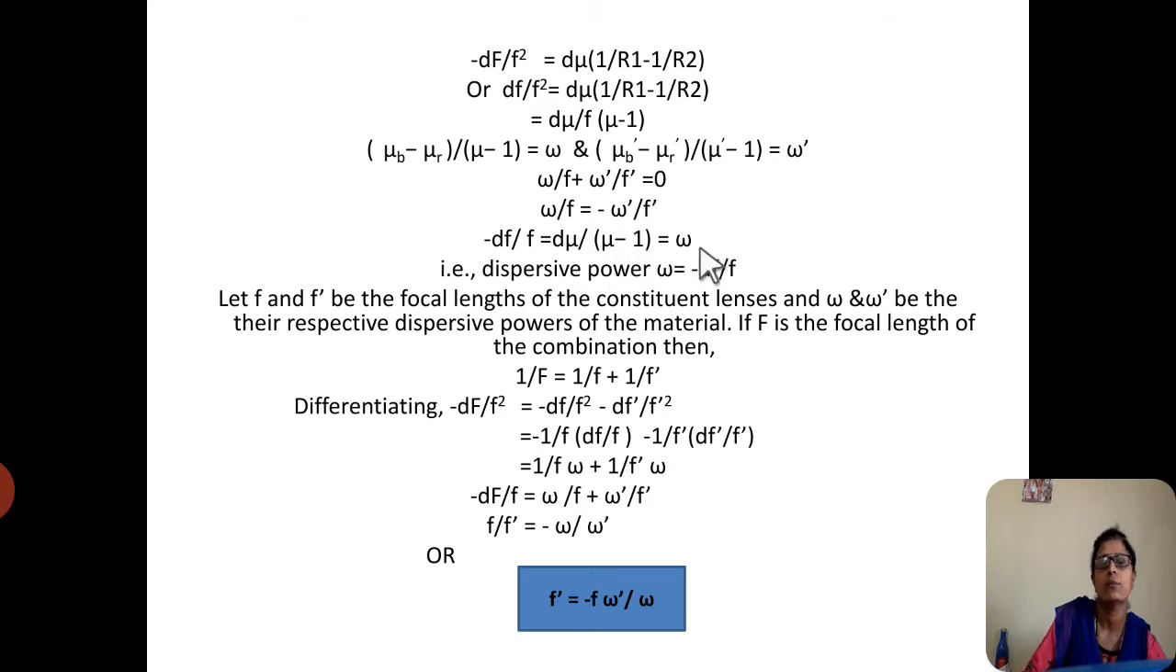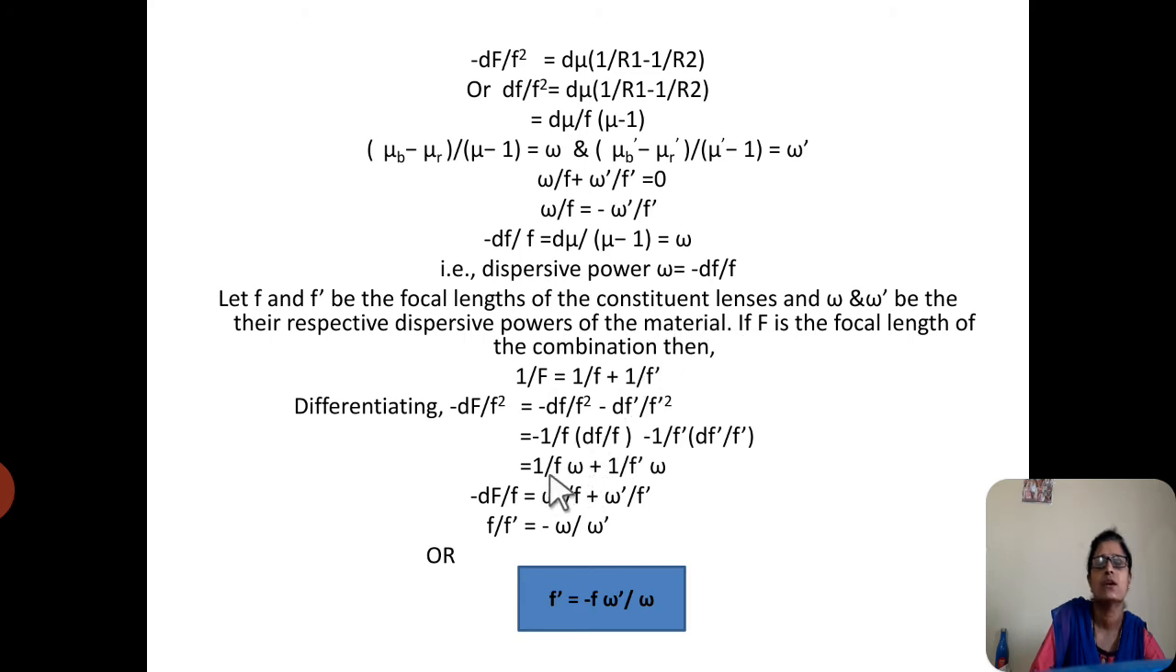Let f and f dash be the focal lengths of the constituent lenses, and omega and omega dash the respective dispersive powers of the materials, and f is the mean focal length, or the focal length of the combination. Then 1 by f is equal to 1 by f plus 1 by f dash. F is the focal length of the crown glass and f dash is the focal length of the flint glass. Differentiating this equation and rearranging the terms, as we know omega is equal to minus df by f.